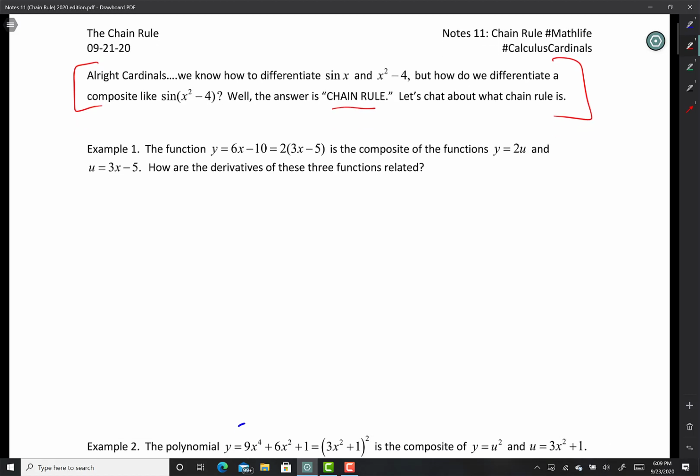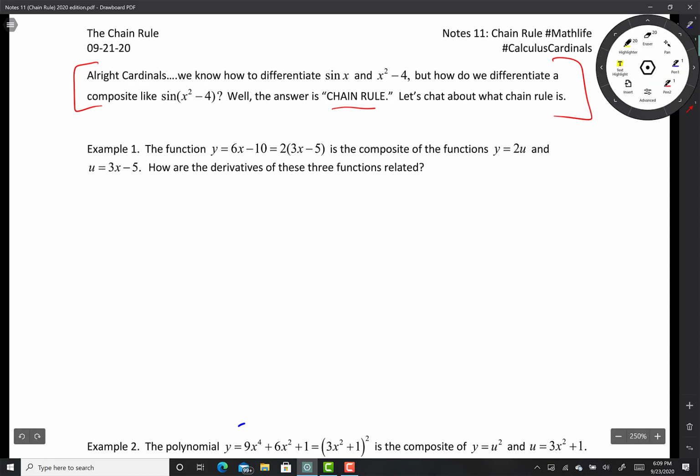At the moment, I guess we're not going to explain the chain rule just yet, but I will. Don't worry, guys. Give me a couple minutes. So I have a function here, 6x minus 10, and that's the same thing as factoring out a 2 and getting 3x minus 5, and it's a composite function of y equals 2u and u equals 3x minus 5. How are the derivatives of all of these three functions related?